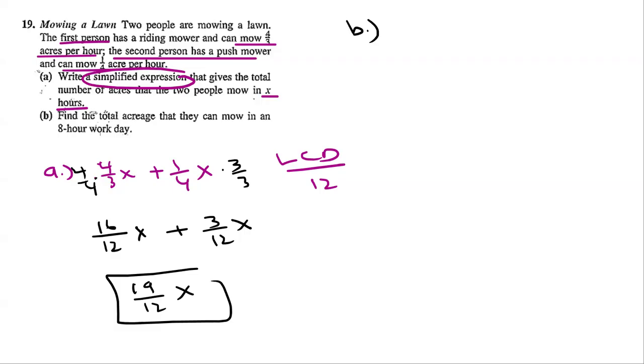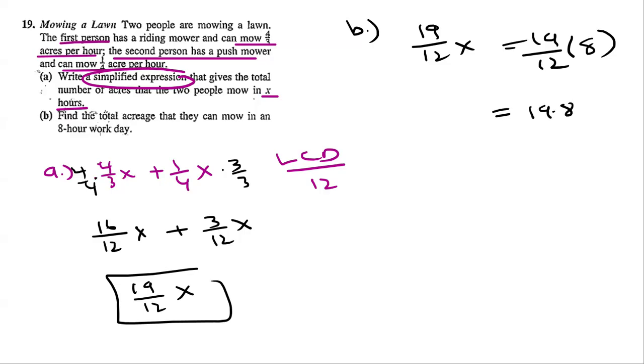Okay, and then for part B, it says find the total acreage that they can mow in an 8-work-hour day, like my previous example about the salary or how much I was making an hour. I can just plug this in to my formula here. So we had 19/12x. So that's going to be 19/12 times 8 hours. So 19 times 8 divided by 12. So 19 times 8 is 152 divided by 12.